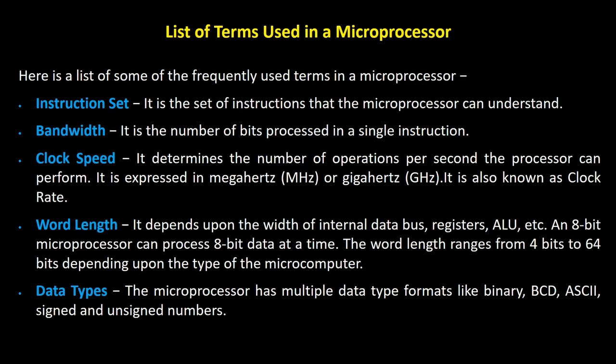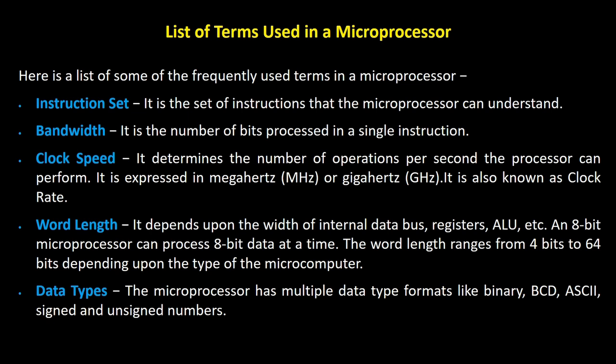1. Instruction set. The instruction set is the set of instructions that the microprocessor can understand. These instructions determine what operations the microprocessor can perform. 2. Bandwidth. Bandwidth refers to the number of bits processed in a single instruction. A wider bandwidth allows the microprocessor to process more data at once, which can increase its performance.